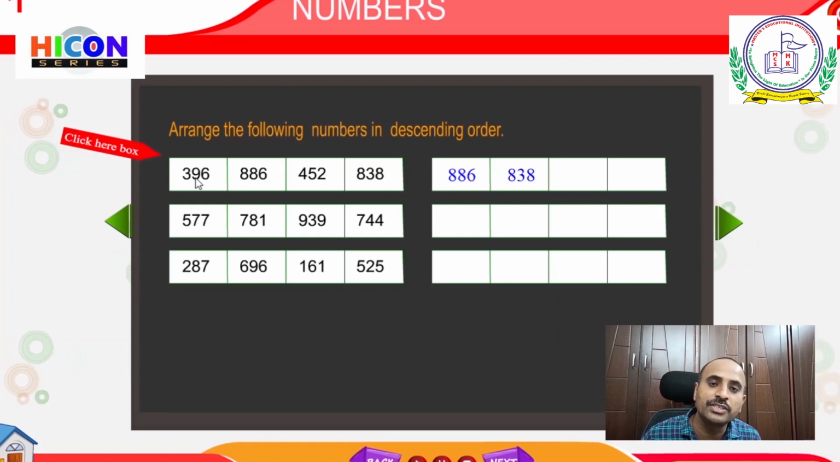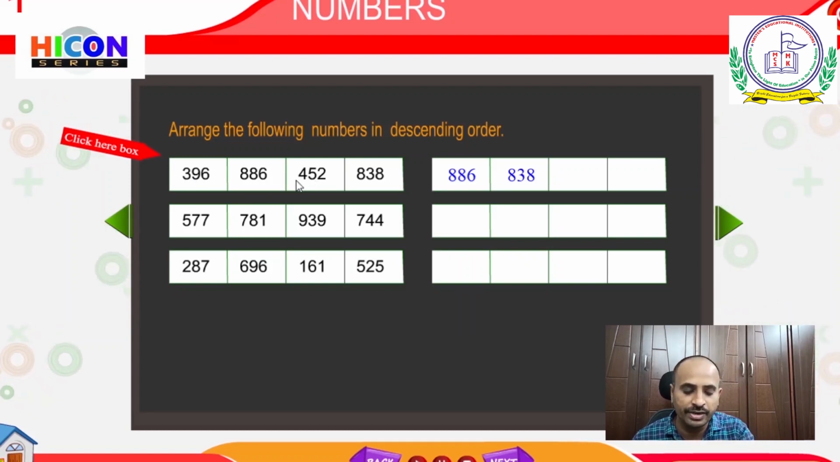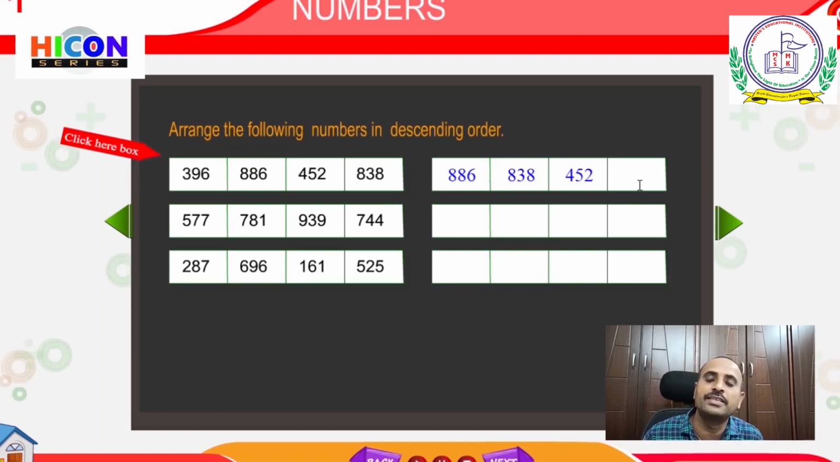Those are 396, 452. So which one is greater among these? So here the first digit is 3. Here the first digit is 4. So 4 is greater. So write the number 452. So this is the next greatest number. And write the remaining number at the last. This is 396. So this is the way of writing descending order for the given numbers.